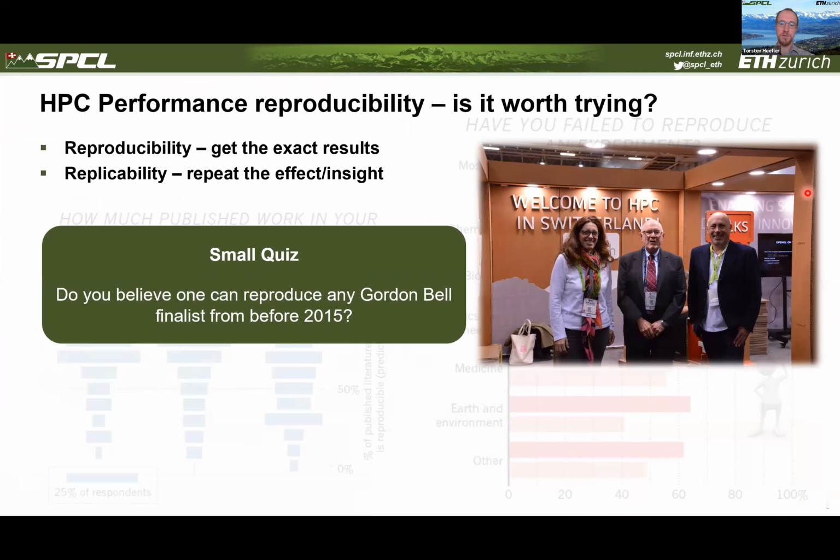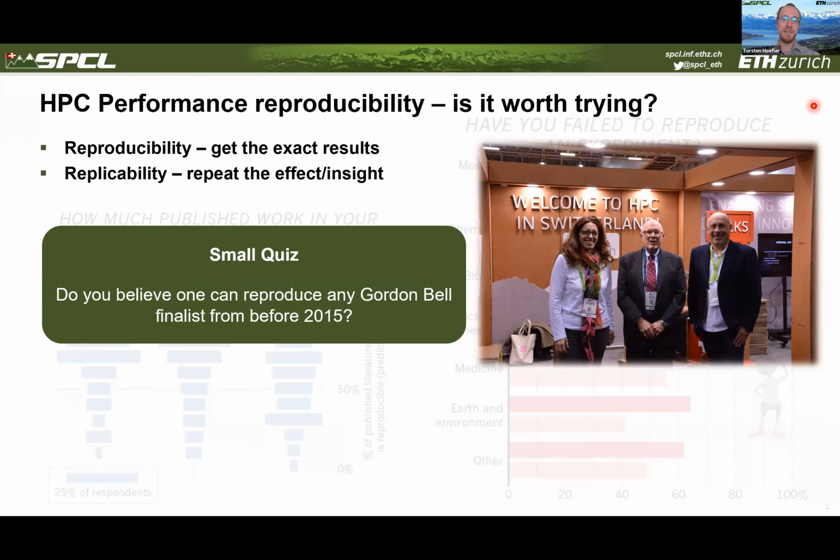And now we could go into a very small quiz, which if I would have given that talk live, I would have asked you in the audience, do you believe that you could reproduce, or somebody could reproduce any Gordon Bell finalist from before 2015? So just 5 years in the past. And usually, if you now think about this for a while, well, these Gordon Bell results are running on the largest machines, running the largest applications, the most challenging applications. So could we reproduce those 5 years later?